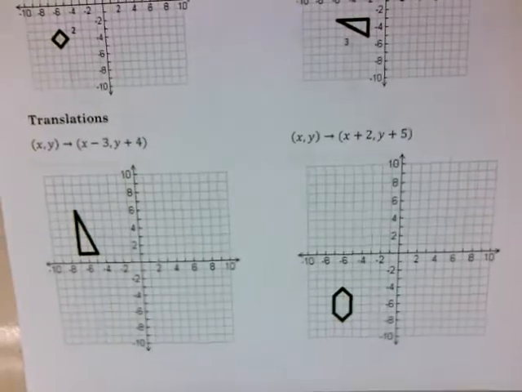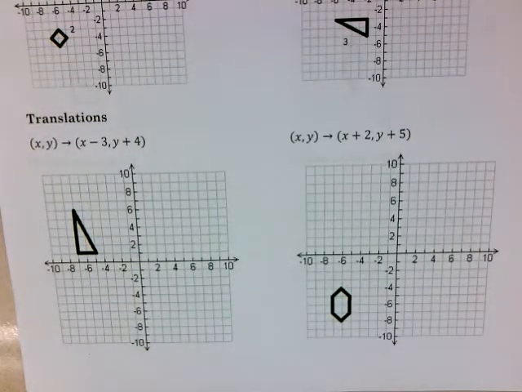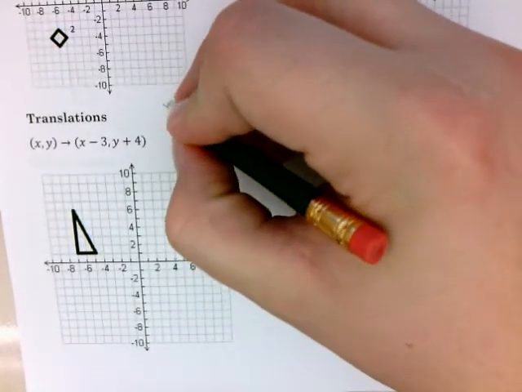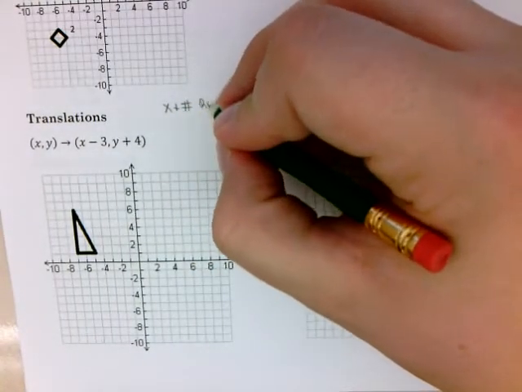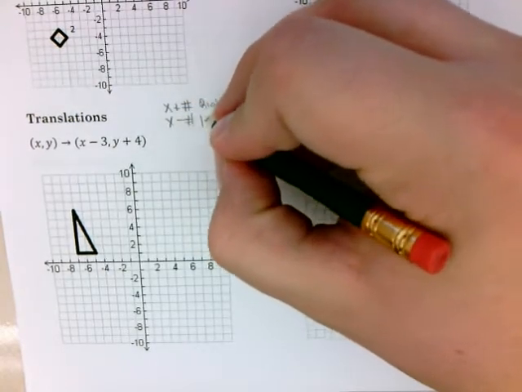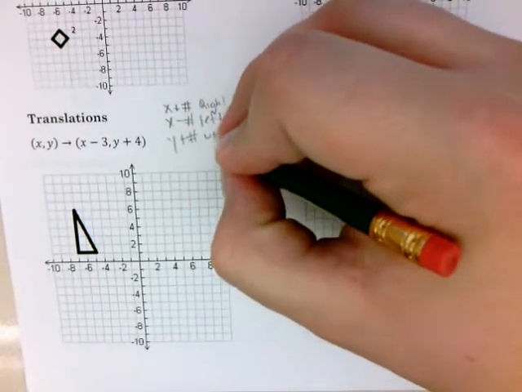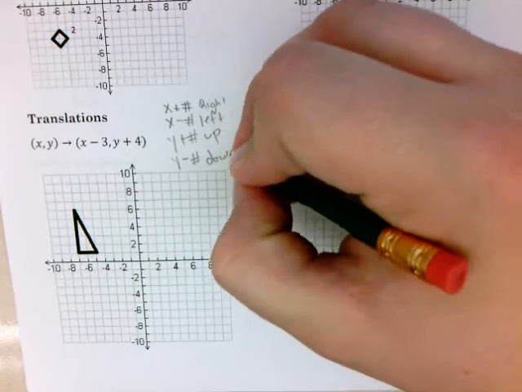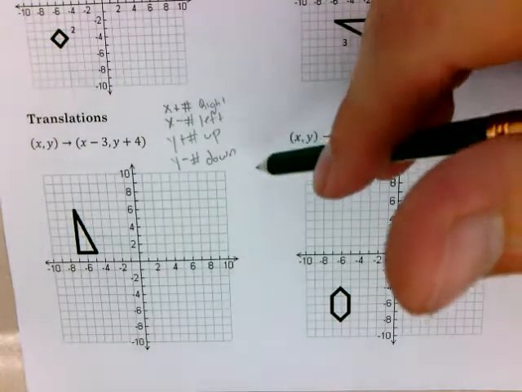The first thing is translations. We've got to remember a couple of different things. When we are adding to the x, x plus a number, we're going right. When it's x minus a number, we're going left. Y plus a number, we're going up. Y minus a number, we're going down. So each point is going to go either right or left, and then up or down.